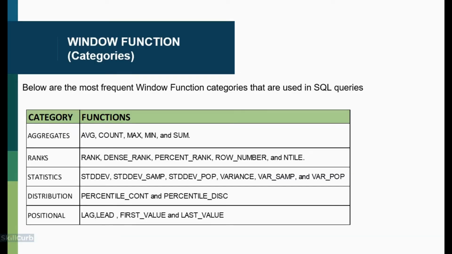The following categories give you the list of functions that can be used in the windowing logic. So you can use aggregates, ranks, functions for statistics, distribution, and also positional activities. These functions become really handy once used via the windowing logic. We're going to start with using the aggregate functions in our lab now.